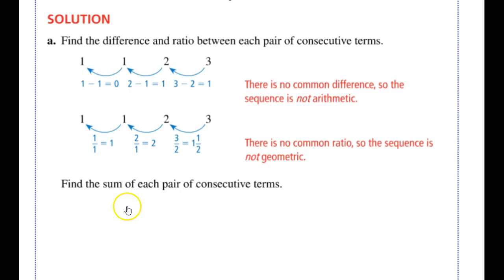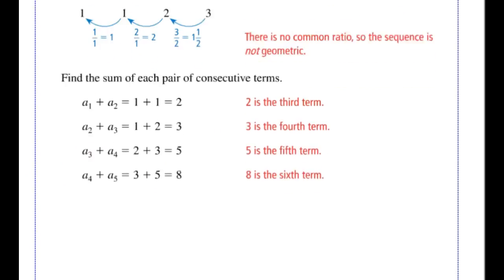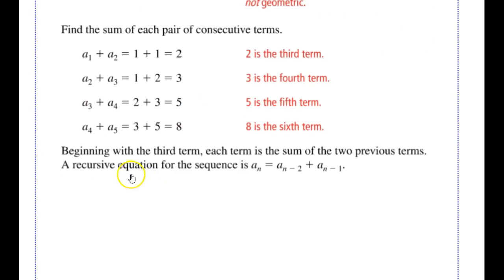So now what I'm going to do is find the sum of each pair of consecutive terms. I'm going to take a sub 1 plus a sub 2, and that is my third term. Then I see a sub 2 plus a sub 3. That gives me the fourth term. And then I add, and that's the fifth term. And I continue on adding the previous 2 numbers.